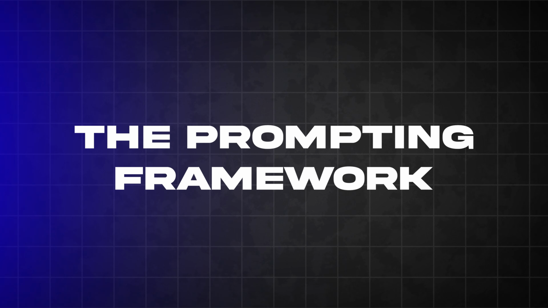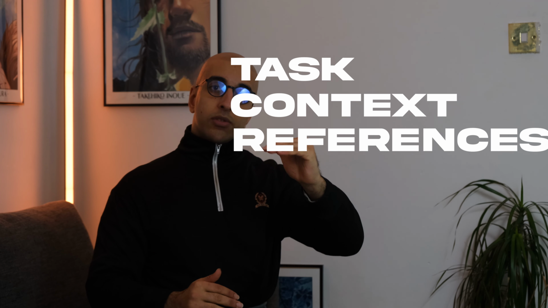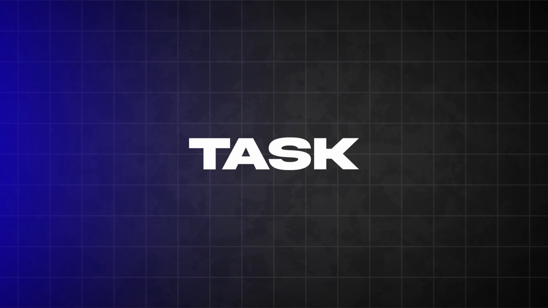Google has this framework that consists of 5 steps, which is task, context, references, evaluate, and iterate, with each one having more sub-steps and getting more complex as we go down. The first one is task. Task is simply the instructions you give to the AI tool of what task you want to achieve, and it consists of 2 sub-steps. The first one is a persona.